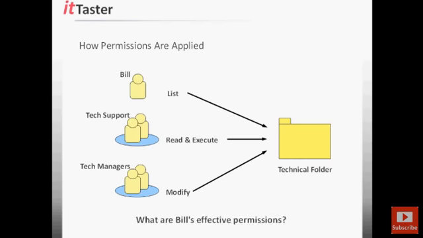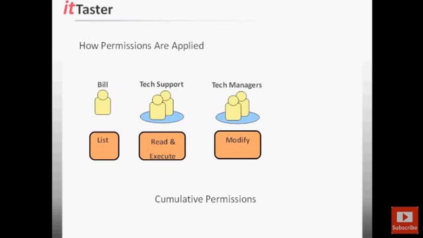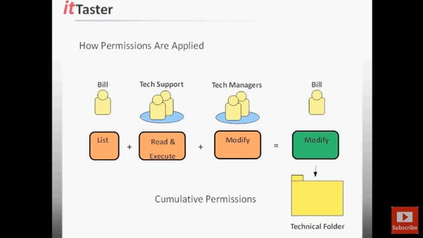So how do we determine what effective permission Bill has to the technical folder? Well, NTFS permissions are cumulative. We simply need to add up the permissions assigned to the user and groups the user belongs to. We have list folder contents plus read and execute plus modify permission to the technical folder. Modify permission includes list folder contents and read and execute permission. So if we add them together, Bill's effective permission to the technical folder is modify.